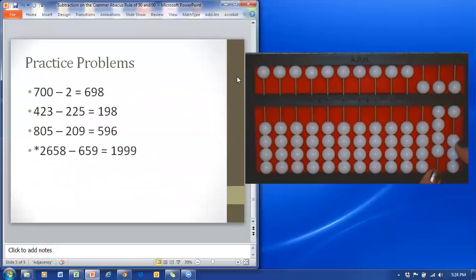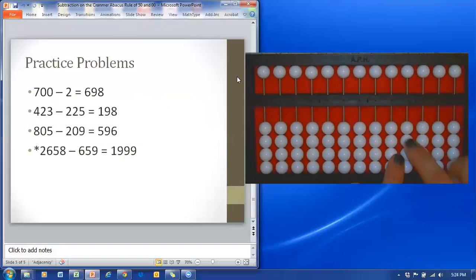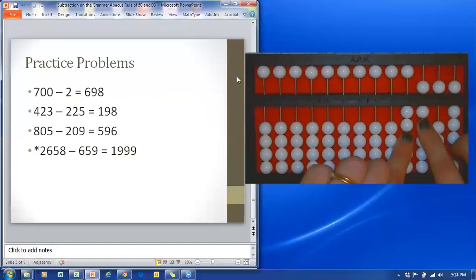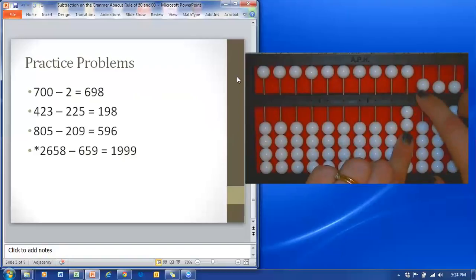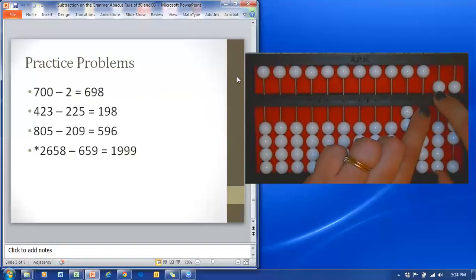Okay, one more problem. Again, I put an asterisk by this one because it's an interesting problem. 2,000 minus 658. We're going to go ahead and subtract 6 hundreds. So 1 down, 2 up as I return below it, 3 down, 4 down, 5 down, 6 down. In the tens column, I'm going to subtract 5 tens. There's none to move down. So I'm going to go up to that 5 beat again. 1 up as I return below. 2 down, 3 down, 4 down, 5 down.